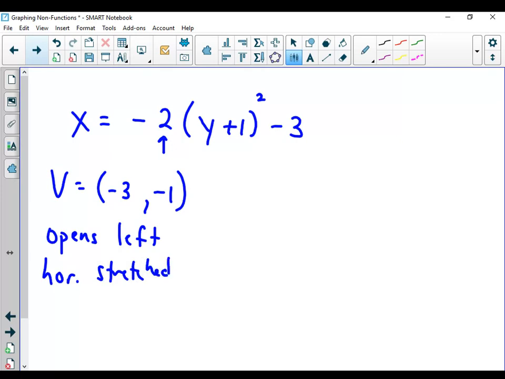Okay, all right, so again, retraining our brains a little bit. We won't do a ton with sideways parabolas, but if they do give you the equation, I would expect you to know how to pick out these three things or know how to sketch it.